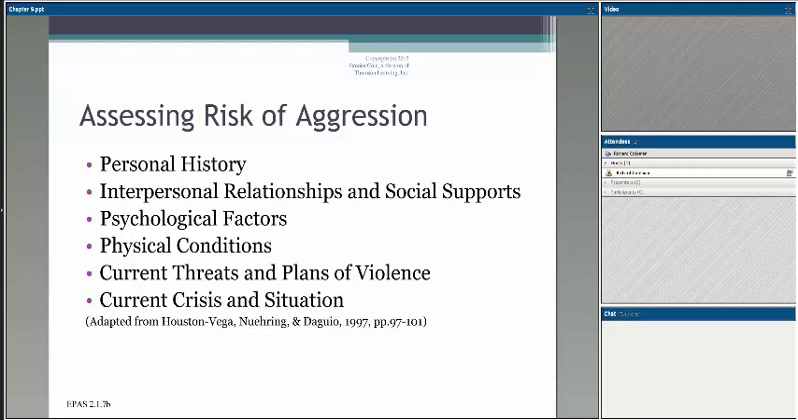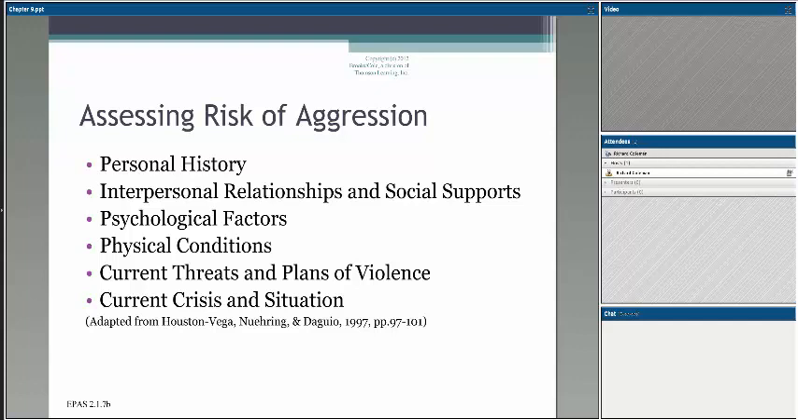So looking at people's personal histories, if there's a person who has been severely abused, perhaps as a child, there may be a higher likelihood for them to respond in a more aggressive or violent manner in future if that hasn't been resolved. Looking at interpersonal relationships and social supports, the psychological factors, what's happening for them. Is there a mental health diagnosis, physical condition, looking at current threats and plans of violence. Are folks saying to you that I'm so angry that I'm going to actually do harm? And then current crisis and situation.